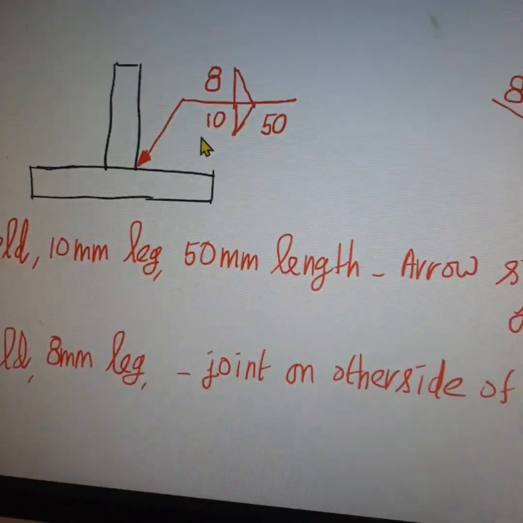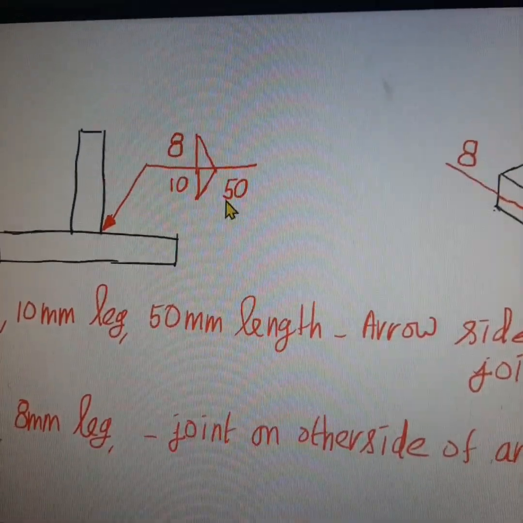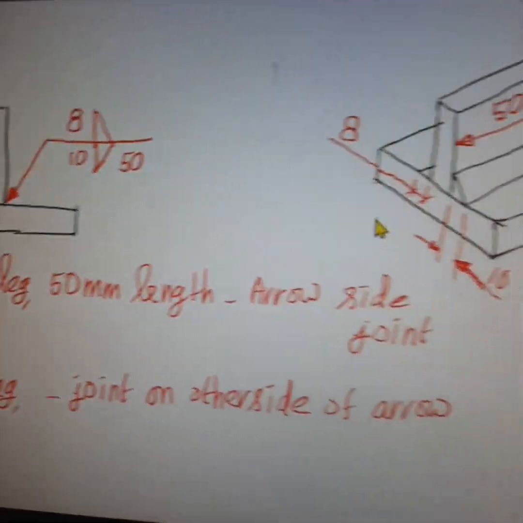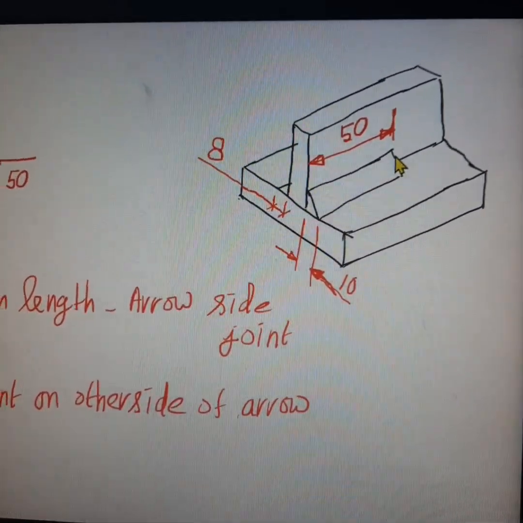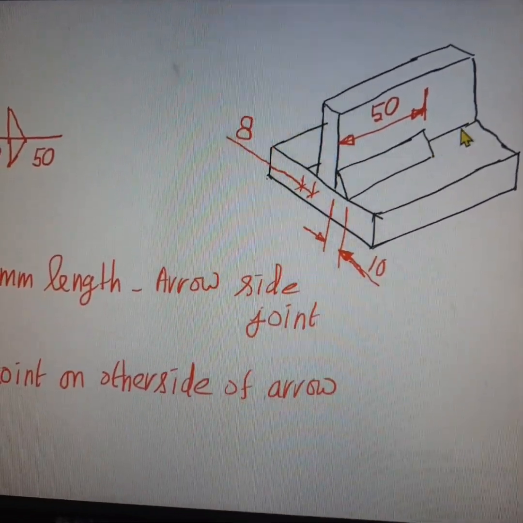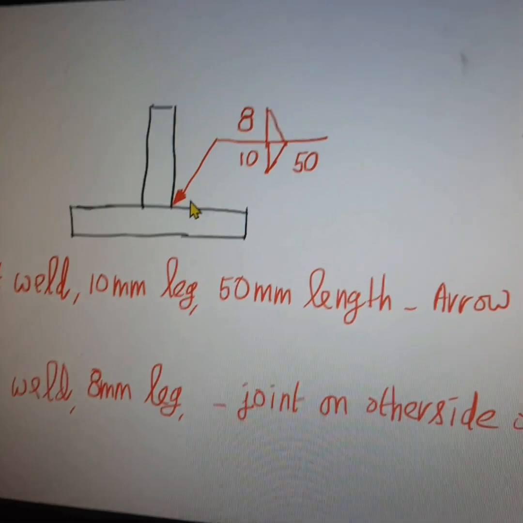On the arrow side, the size of the weld is 10 mm and the length of the weld is 50 mm. Only for a length of 50 mm I want to do the welding. The remaining length is not welded. So this is how you have to show.